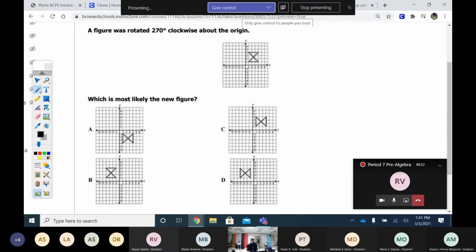Where did you guys put your rotation rules? If you take out your rotation rules, I'm going to make your life a lot easier. I think I have the flashcards. Do you have the flashcard with you by any chance? Oh, yes, I do.